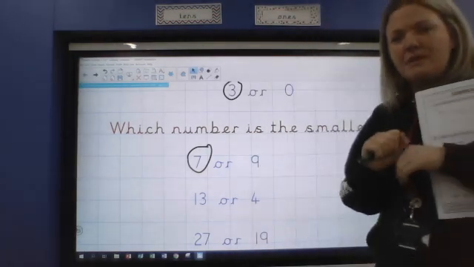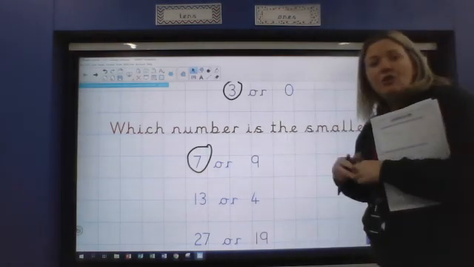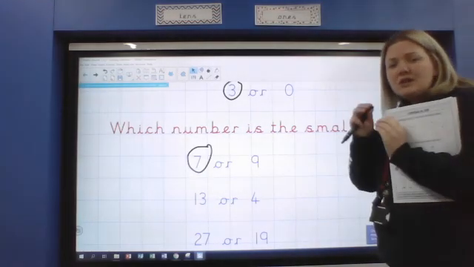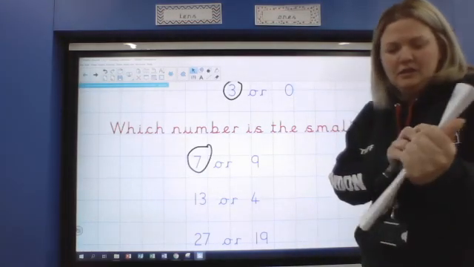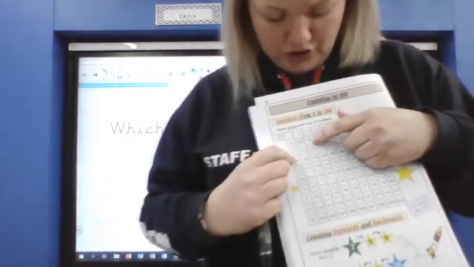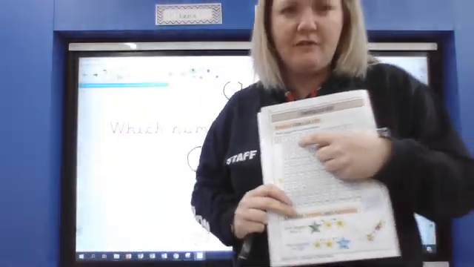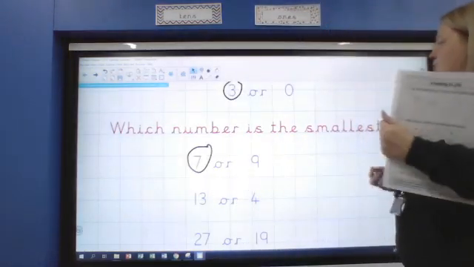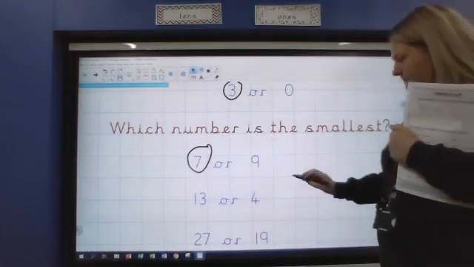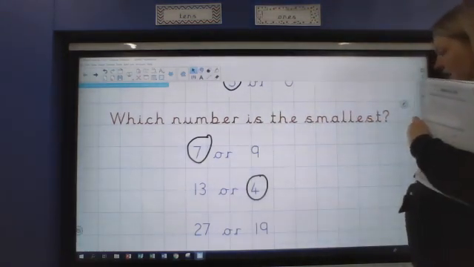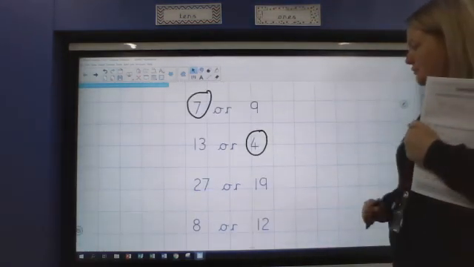Our next two numbers are 13 or 4. Which is the smallest number? So 13 is a 2-digit number, and there's 4, a single digit. So just have a look. Which one do you think is the smallest number? That's right, number 4. And the last one, oh no, we've got 2 more, sorry.